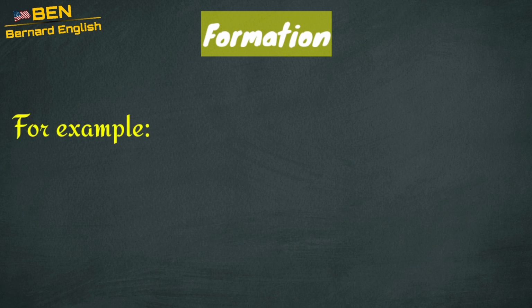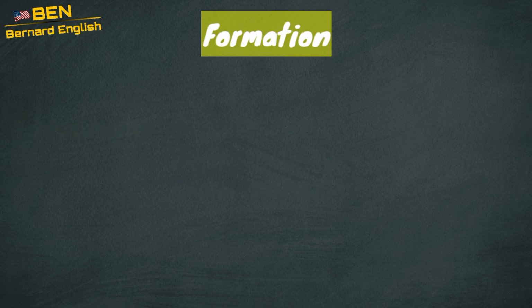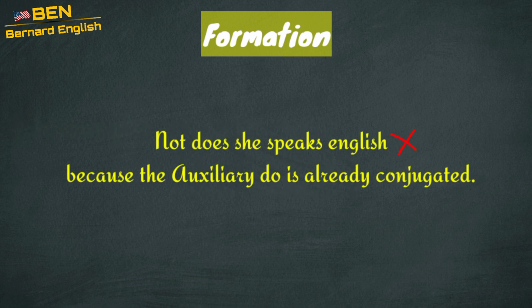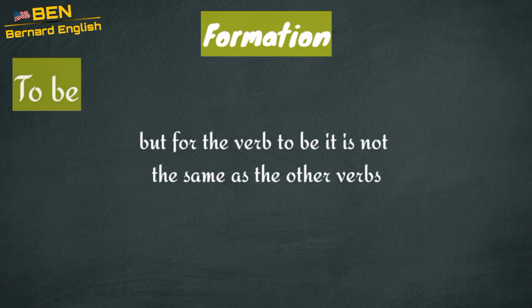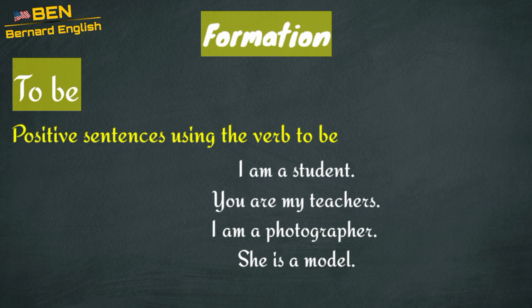For example, do you like pickles? Do you know this man? Does she speak English? Not does she speaks English, because the auxiliary do is already conjugated. But the verb to be is not the same as the other verbs. Positive sentences using the verb to be. I am a student. You are my teachers. I am a photographer. She is a model.